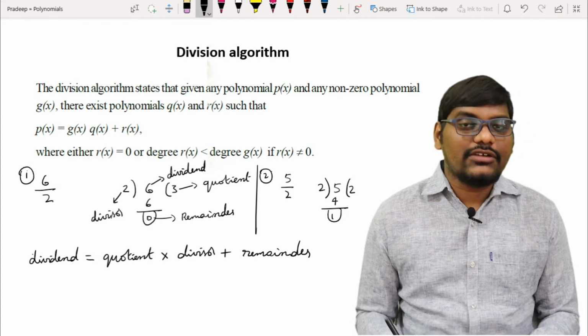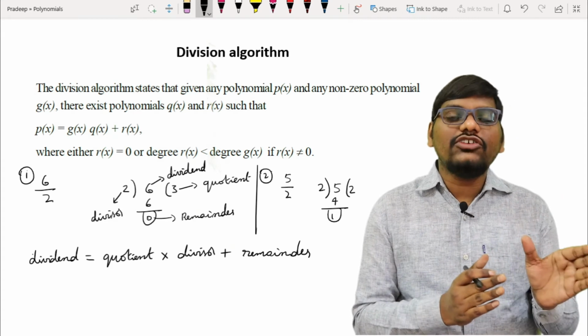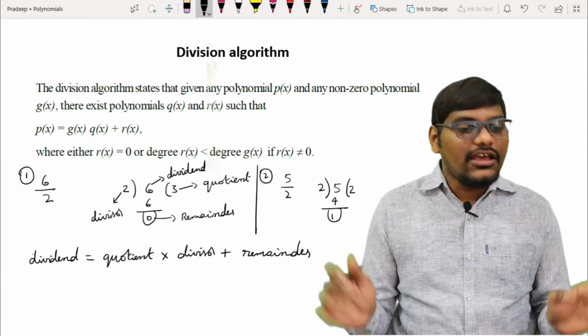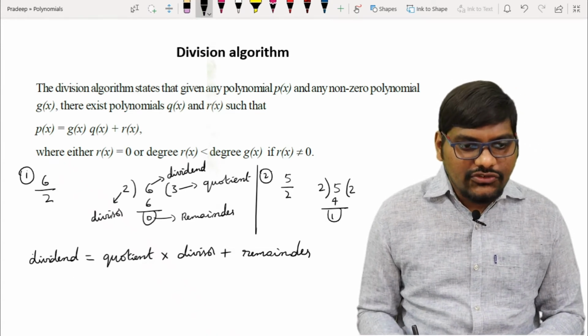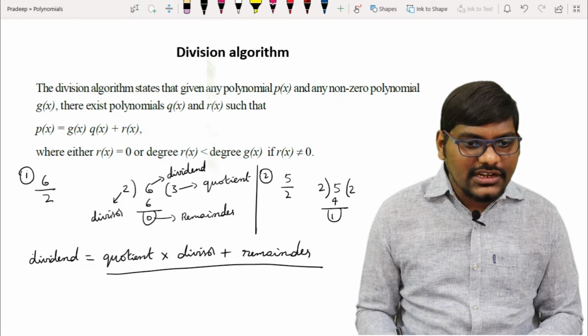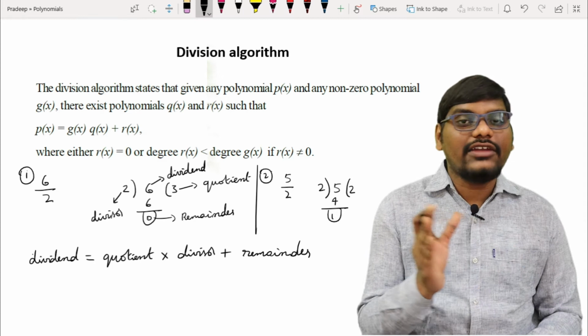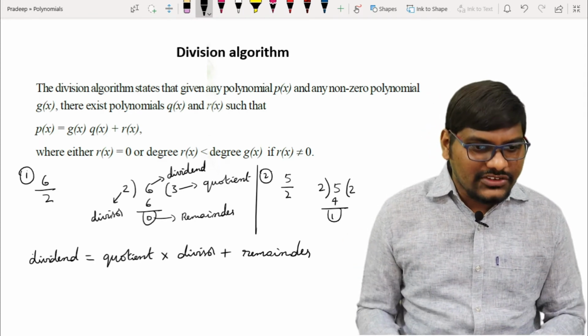When we take it in this order, the dividend, which is the left hand side, should be equal to the right hand side value. This is the dividend on the left hand side, and the quotient, divisor and remainder are on the right hand side. Now the right hand side and left hand side values should match each other, the values should be the same. So let's see whether we get that or not.